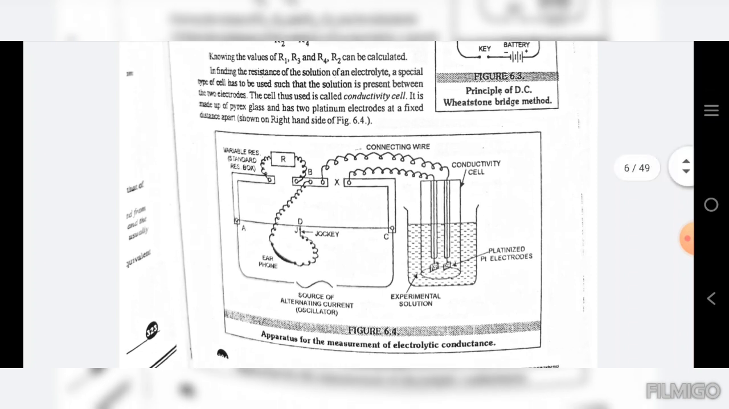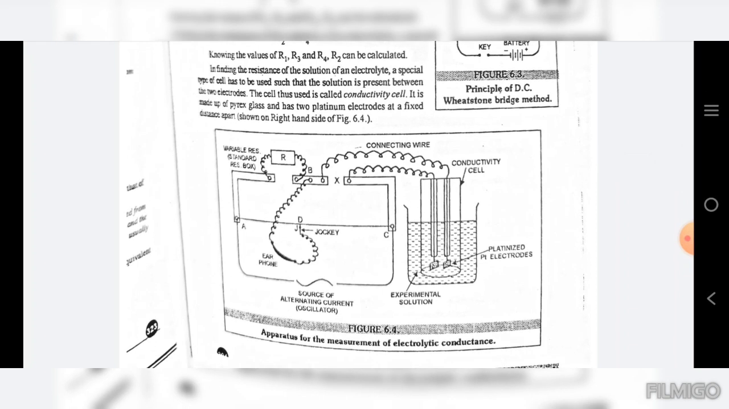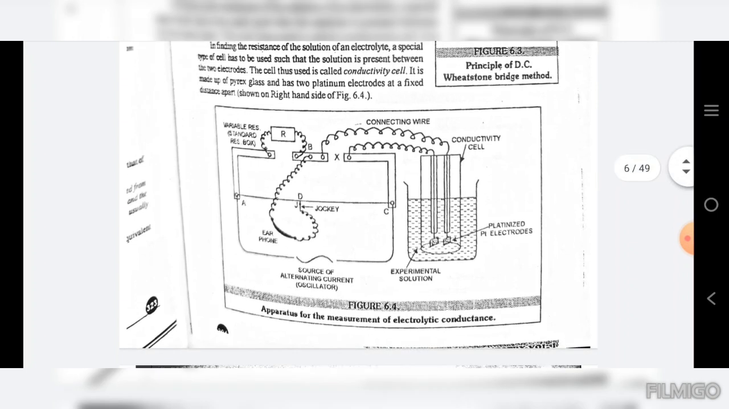In finding the resistance of the solution of an electrolyte, a special type of cell has to be used such that the solution is present between the two electrodes. The cell thus used is called conductivity cell. It is made up of Pyrex glass and has two platinum electrodes at a fixed distance apart, shown on the right hand side of figure 6.4, apparatus for the measurement of the electrolytic conductance.